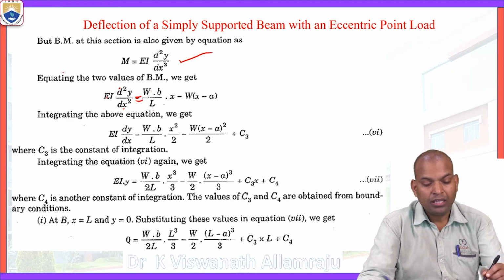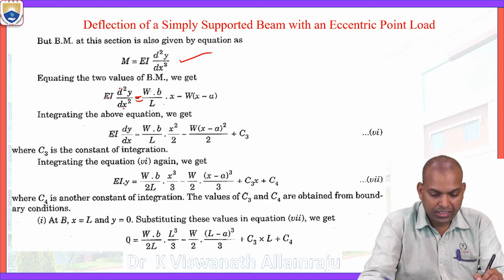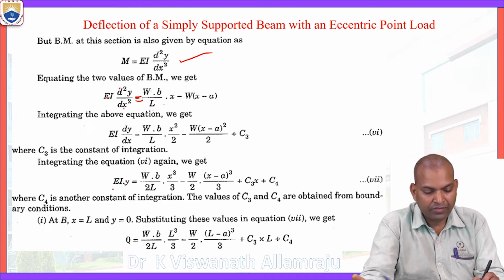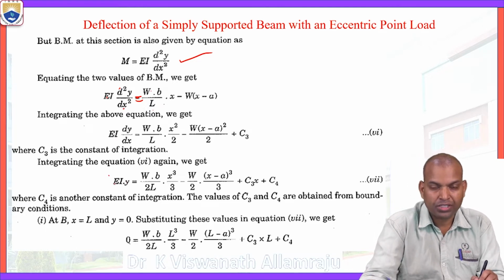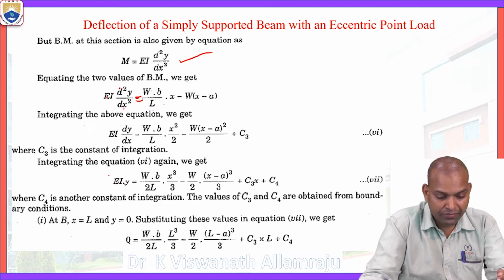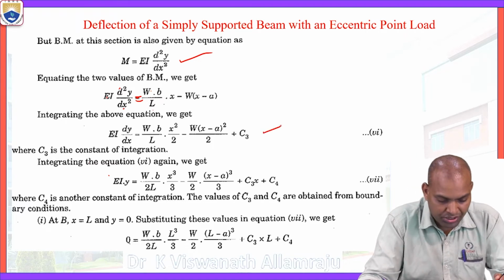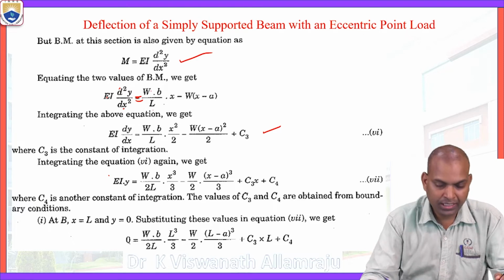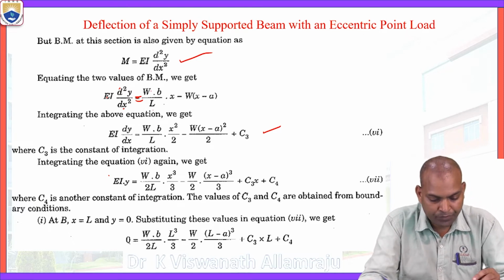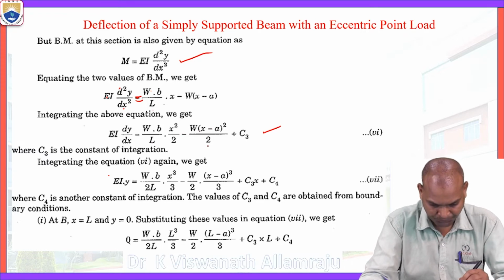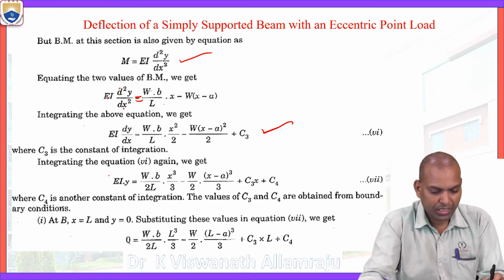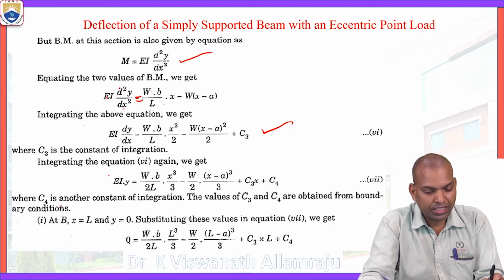Now if we integrate once, we get the slope equation, and if we integrate again, we get the deflection equation. The constant of integration in the slope equation is c3. EI times dy by dx equal to WB by L x square by 2 minus W times x minus a whole square by 2 plus c3. The c3 is the constant of integration.